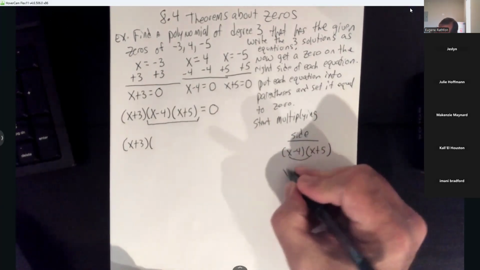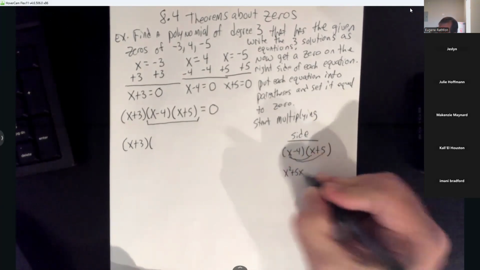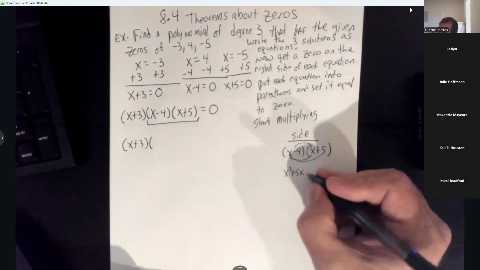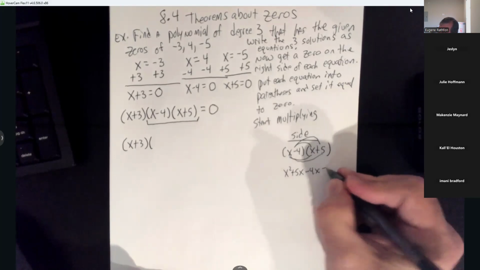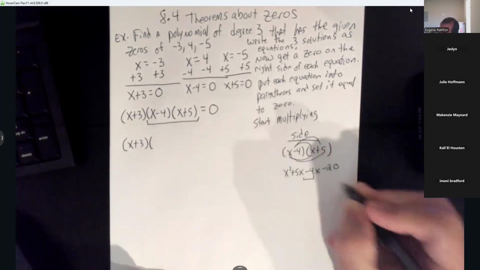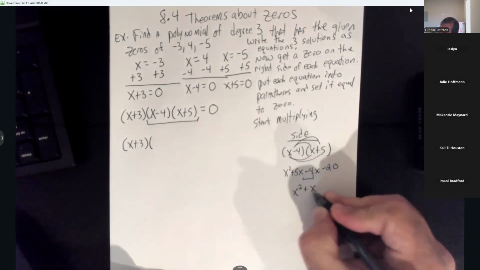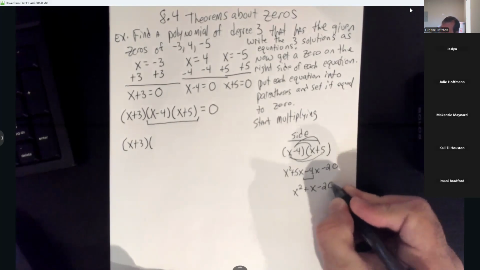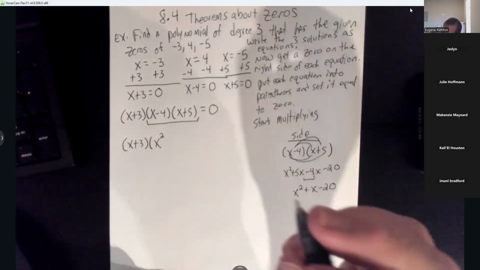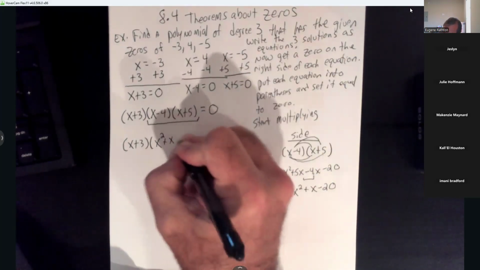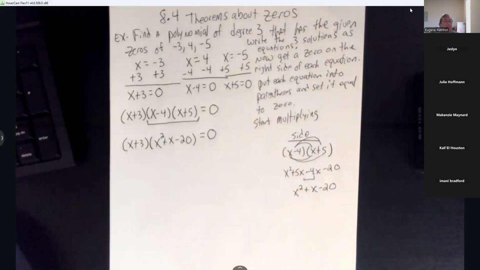All right, y'all, so let's start here. x times x is x squared. x times 5 is 5x. Negative 4 times x is negative 4x. Negative 4 times 5 is negative 20. And when you add the like terms, you get an x squared. 5 minus 4 leaves you 1x. And then the minus 20. I'm going to put that right here. x squared plus x minus 20. All this is still equal to 0.